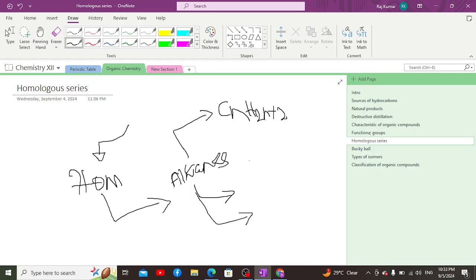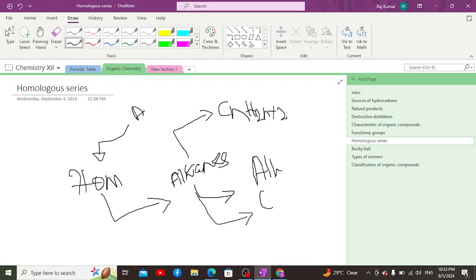Likewise, alkenes or olefins have the general formula CnH2n, and alkynes, which we also call acetylene, have the general formula CnH2n-2.